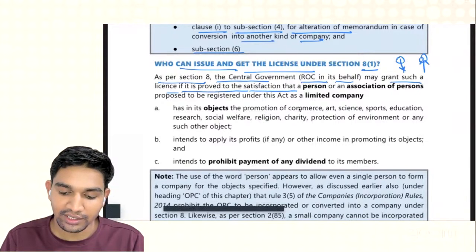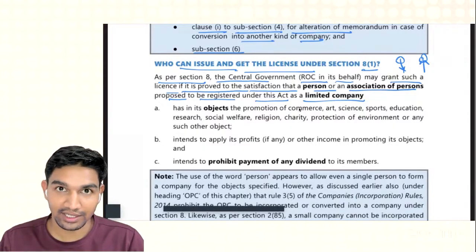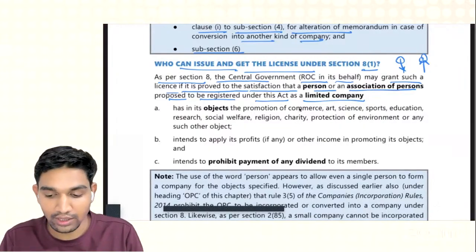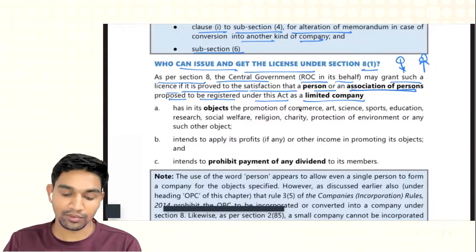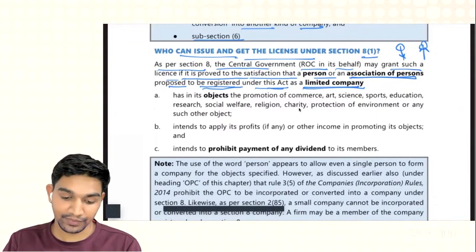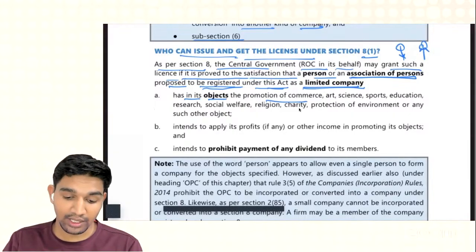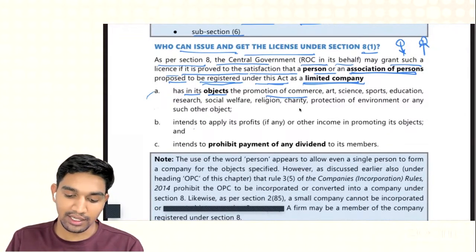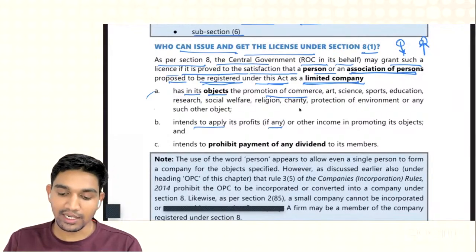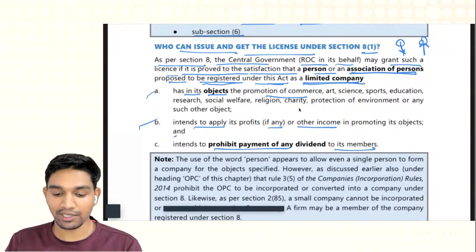Now, as per Section 8, the Central Government, ROC on its behalf, because the Central Government delegated the power to ROC, may grant such a license if it is proved to its satisfaction that a person or association of persons proposed to be registered under the Act as a limited company has in its objects the promotion of commerce, art, science, sport, education, research, social welfare, religion, charity, protection of environment, or any such other object, intends to apply its profits, if any, or other income in promoting its objects, and intends to prohibit payment of any dividend to its members.